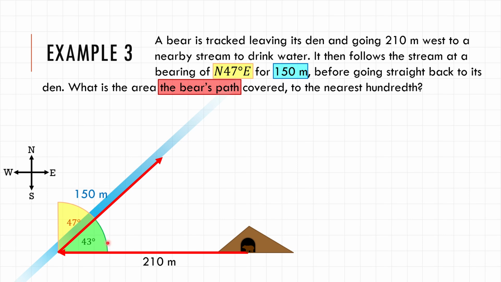So this angle right here, the way I got that, in case you didn't know, is I took 90 degrees, right? North and west are perpendicular to each other. They form a 90-degree angle. And I subtracted 47. And that gave me 43. So this is the angle between the two paths the bear has taken so far, and after 150 meters, it just heads right back home.